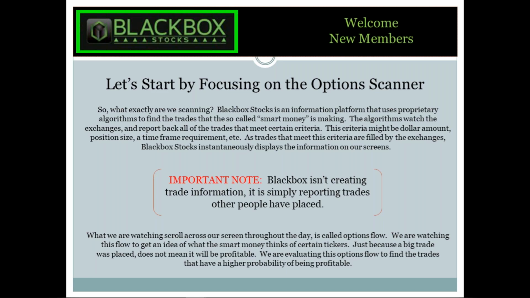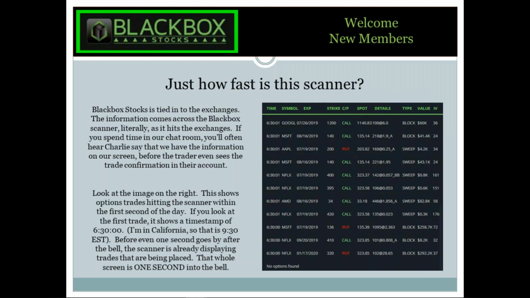So what we're watching across the screen all day, that's called the options flow. And we're watching the flow to get an idea of what the big money thinks of certain tickers. So I mentioned before that it is real time. All of this information on this particular graphic, this is within 1 second of the market opening. All of this happened within 1 second. And the benefit of this particular scanner is that we saw it on our screen within that 1 second.